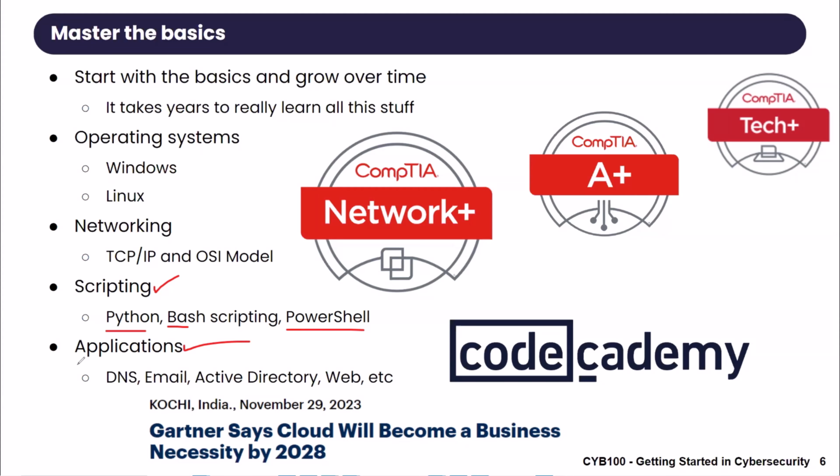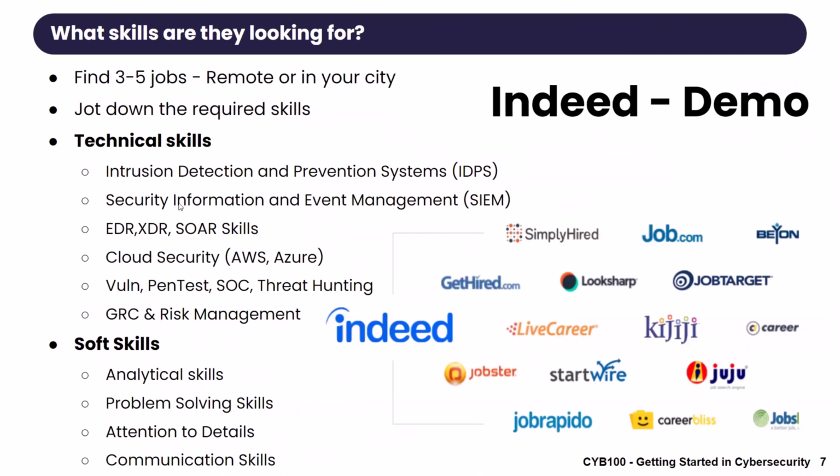Now, obviously, you need to know about applications, things like domain name system or services, email, SMTP, Active Directory, web, and you've got to know some of the common applications that we work with so that if you're doing bug bounties or anything like that, you know the kind of applications that you're dealing with. So what skills are they looking for? Well, one of the tricks that I've told a lot of my students is to find about 3 jobs.